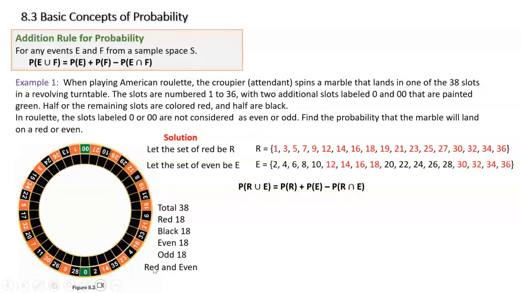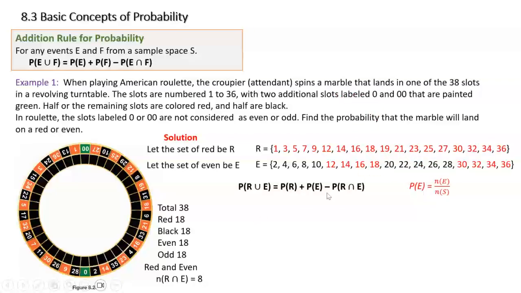So we want red and even. What we do here is get where they intersect. You see, this means R intersect E, what they have in common. If we go here, which ones are red and even? There's the 12, the 14, the 16, the 18. That's 4. The 30, 32, 34, 36. That's where they intersect. So it's 8 total.